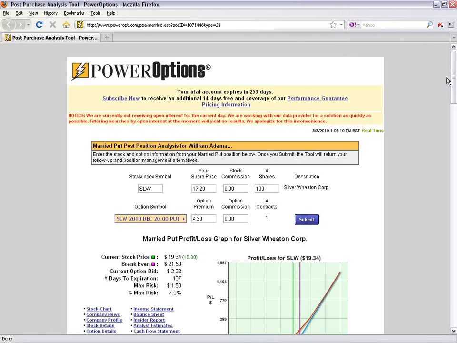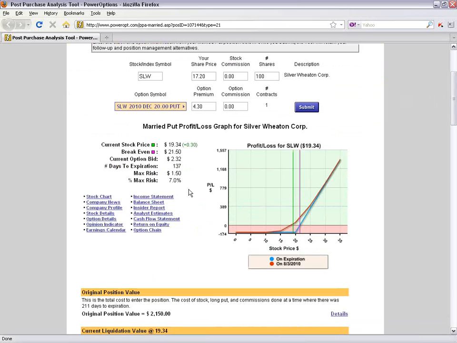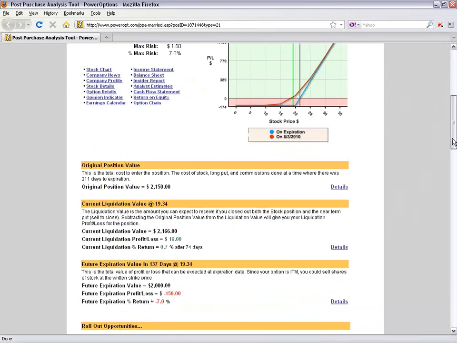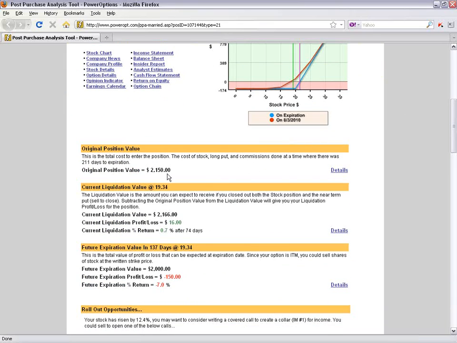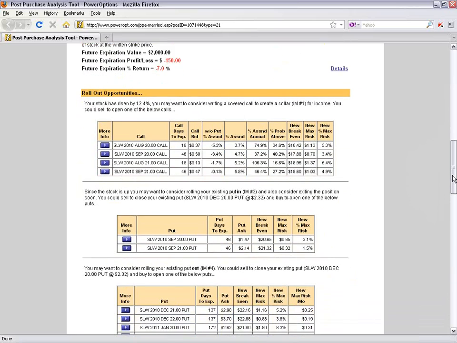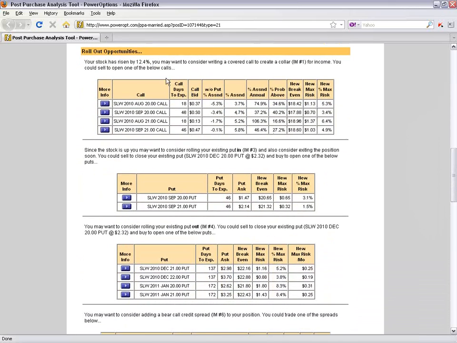Okay, so we see the similar profit and loss chart, current option bid, current risk. As I scroll down further, I can see my original position value of $21.50 or $2,150. I do have a gain right now of 0.7% after 74 days, but that's not good enough for us, is it? We want to generate some income. We want to enhance that return. And if I held this all the way to expiration, made no adjustments, and the stock stayed at 19.34, well, I'd have a loss of 7%. That's the maximum we entered.